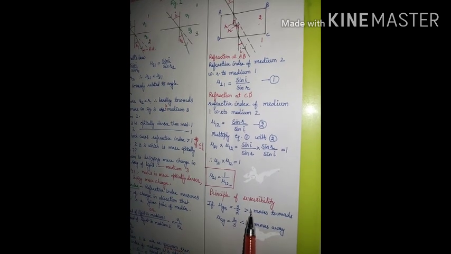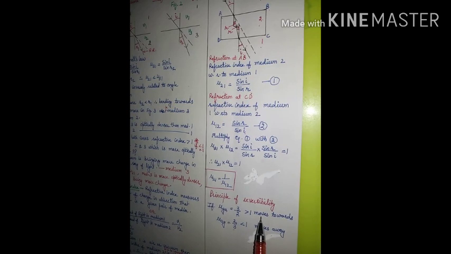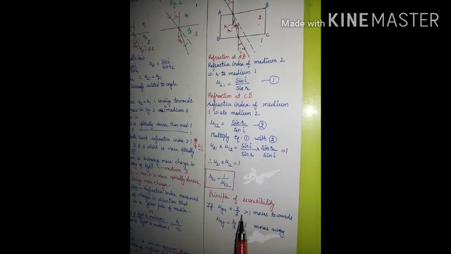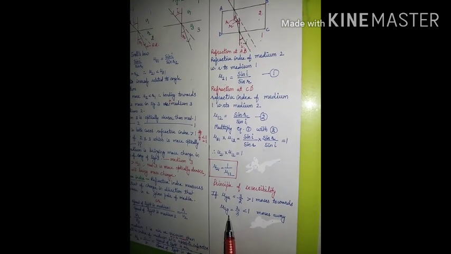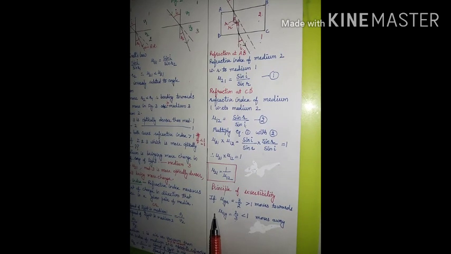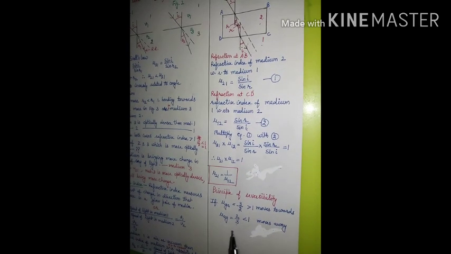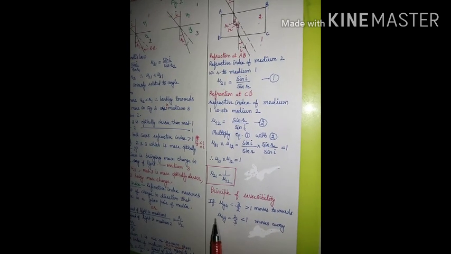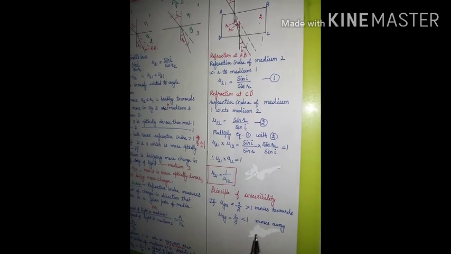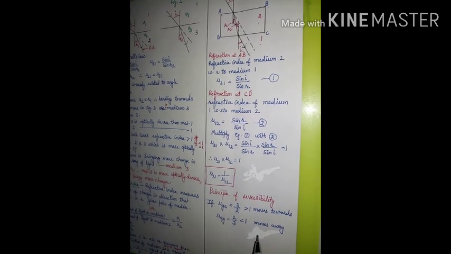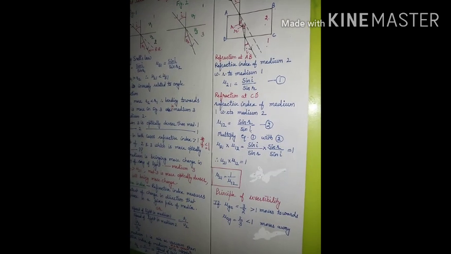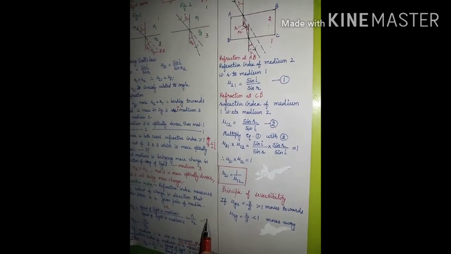When the ray of light is going from air to glass, this is 3/2, which is greater than 1. It means the ray of light will bend towards the normal. And when it goes from glass to air, it is going from a denser medium to a rarer medium. This value is coming out to be less than 1, so the ray of light will move away from the normal. So you can use this formula to solve numericals.